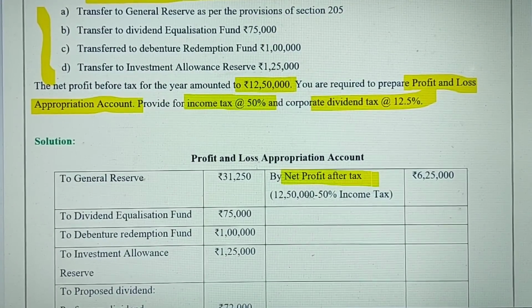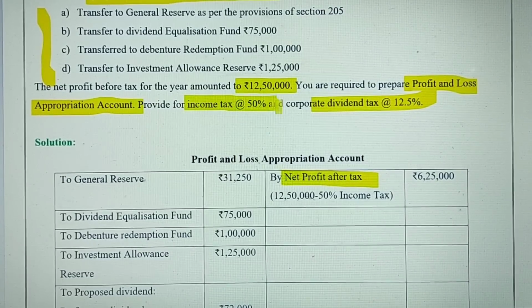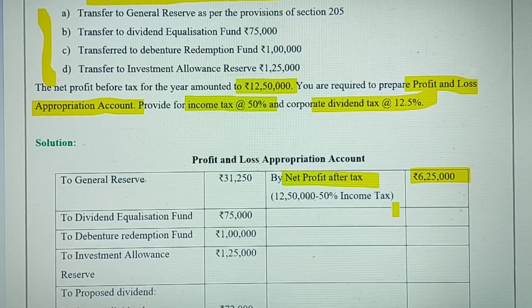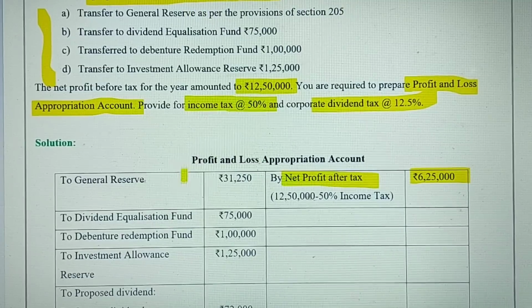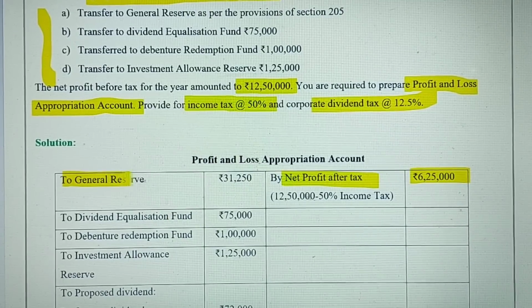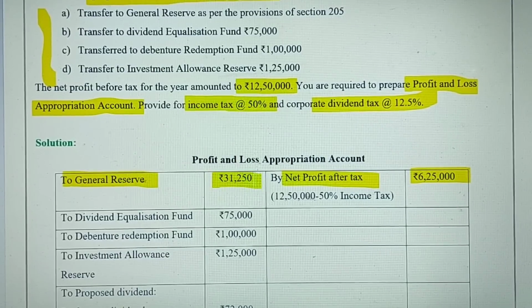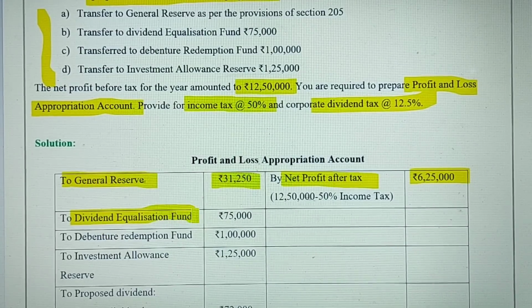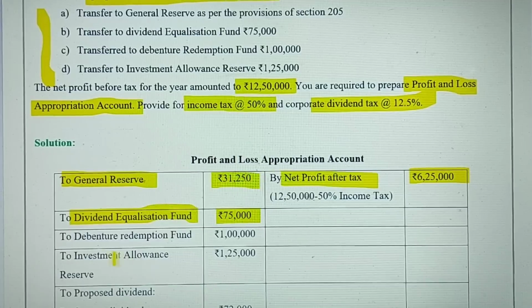profit after tax. Now here the net profit is 12,50,000. So after tax, it comes to 6,25,000. I have calculated here minus 50% income tax. Then all these general reserves are given. So place the general reserve on the debit side. All these, the part of the profit which are kept aside, so that should be debited. Then dividend equalization fund, that is also given in the question, that should be written on the debit side.